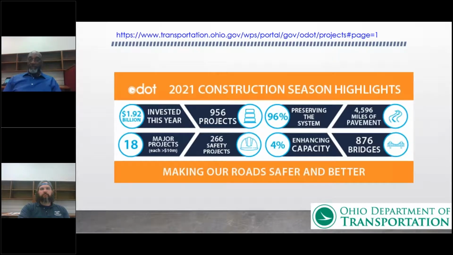Here is a pictorial of what's going on in 2021 in terms of the number of dollars that have been invested so far this year, the number of projects, and the effort to preserve the system: 4,596 miles of pavement that have been put down.